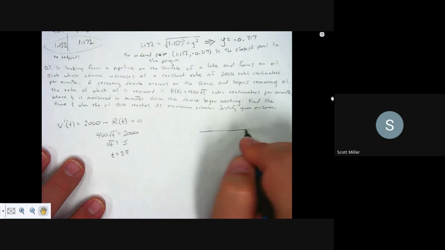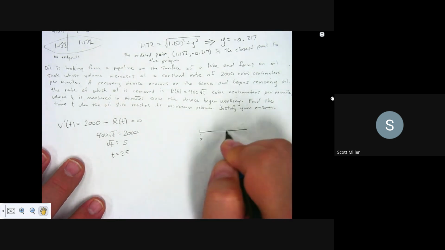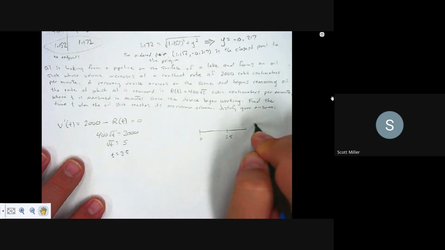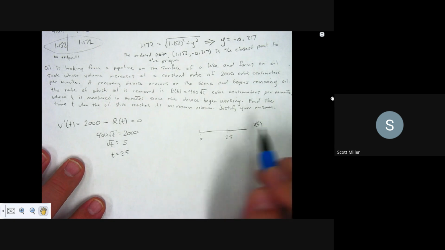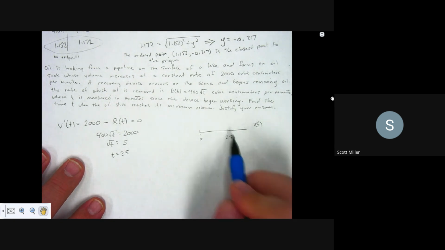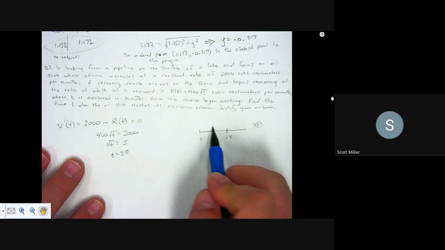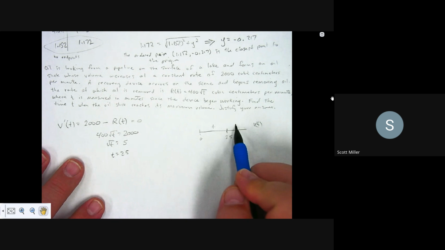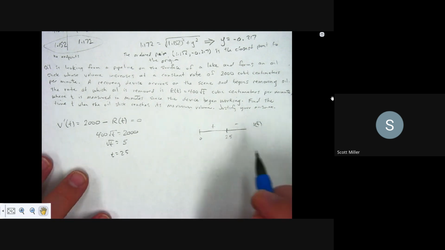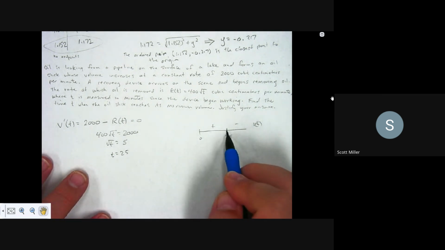We have a little number line here. 0 is the lowest it can be. Here's the 25, V(t). And then what do I know about my signs in here? Well, this is where it's at equilibrium. Before then, it would be positive, and after that, the volume of the oil slick will be less. So I have a relative maximum at 25.